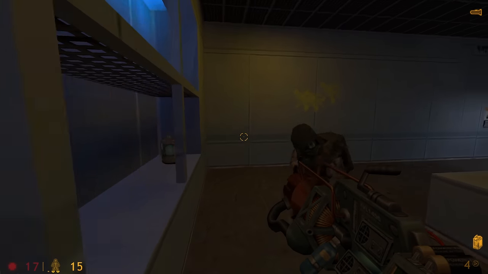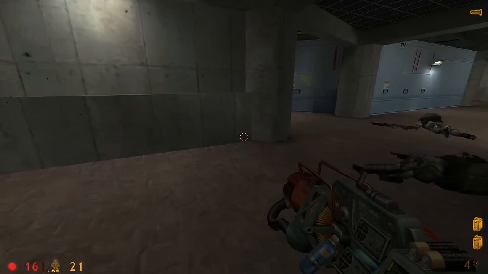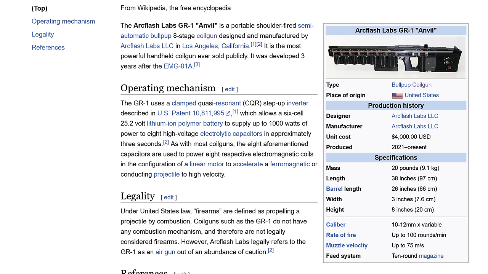In some parts of Half-Life 1, the weapon is referred to as the Gauss Gun, the most obvious being the weapon's class name, Weapon Gauss. Gauss guns are an actual thing. They are guns that propel a projectile not via combustion, but electromagnetism. Much like our Gauss gun, they're still in the experimental phase.